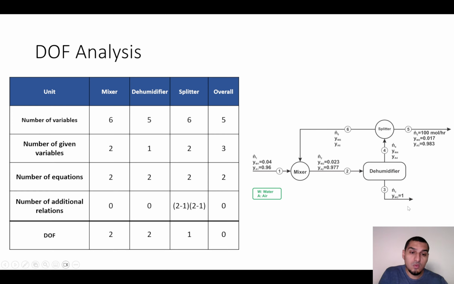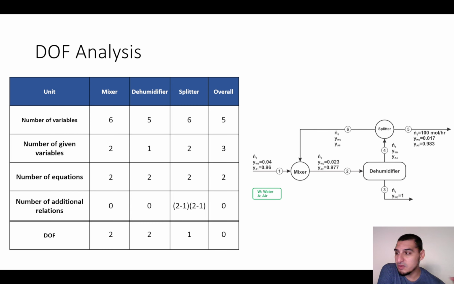So now the steps of the solution would be first solving the overall loop, and by solving the overall loop we will have one piece of information given to the mixer, one given to the dehumidifier. But this is not going to be enough because we have 2 and 2. So the mixer cannot be solved and the dehumidifier cannot be solved.